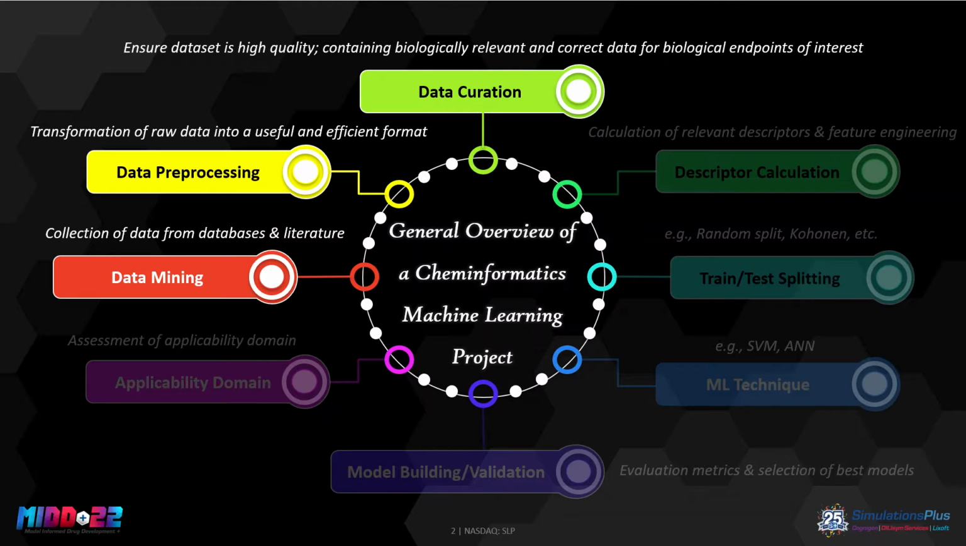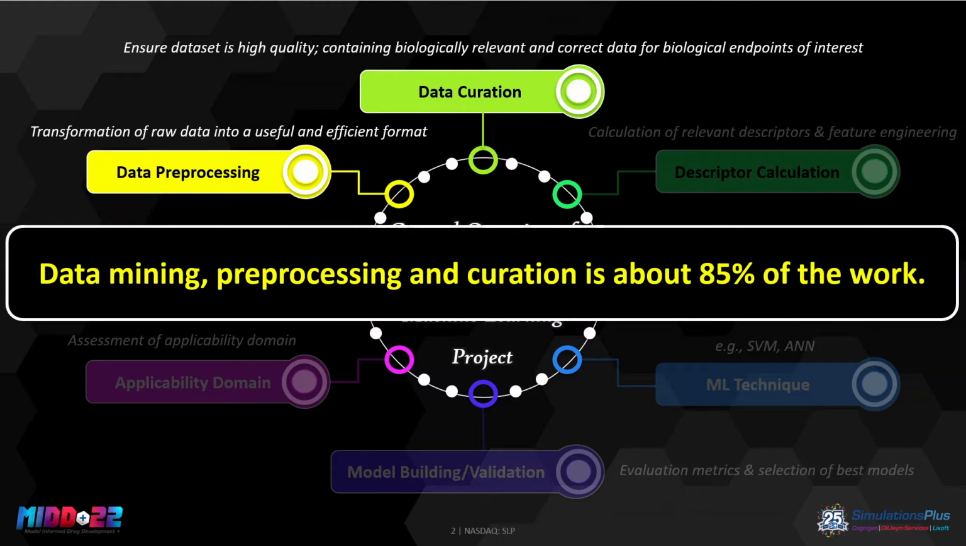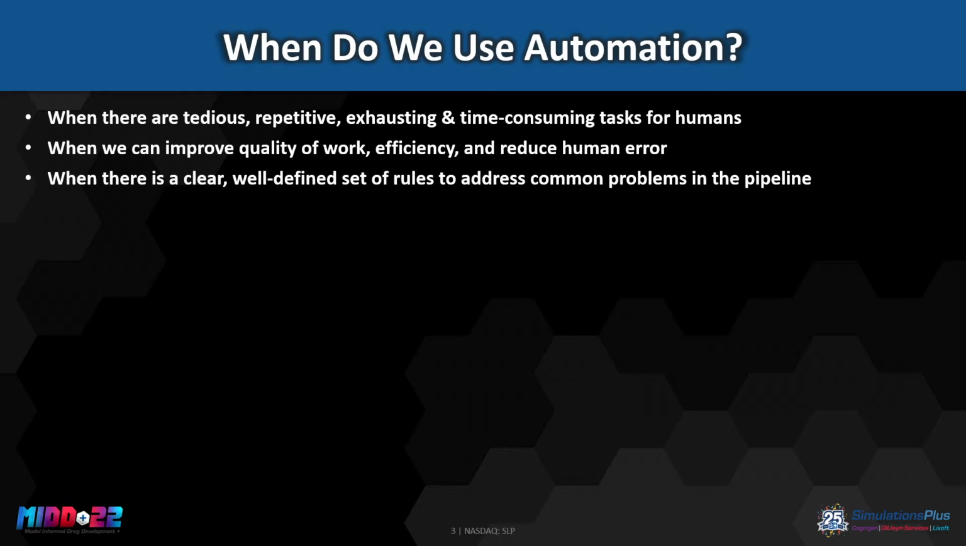Among all the steps, handling data is the most cumbersome of all, and the process of data mining, pre-processing, and curation normally takes about 85% of the work and the project timeline. So during the data handling, we often use automation for efficiency. But not only that, we use it for tasks that are tedious, redundant, exhausting, and time-consuming for humans. We use automation to improve the quality of our work and to minimize human mistakes.